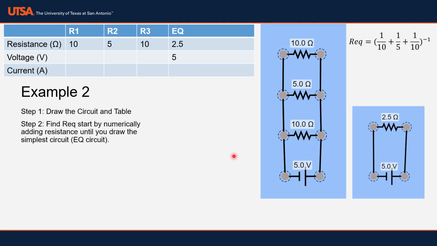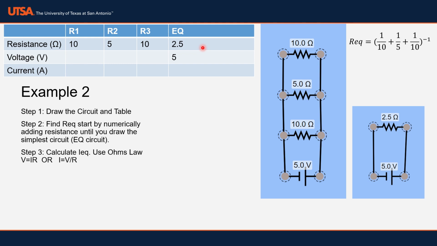So step number 2 is to calculate your equivalent resistance. We do that by adding the resistance in a different way. For a parallel circuit, like I said in the previous slide, we're going to add 1 over a resistance, so it's going to be 1 over 10 plus 1 over 5 plus 1 over 10, raised to the negative 1. When we do that, we're going to get this 2.5 ohms, and we're going to plug it in here. So we're basically doing the same thing that we did for a series circuit, but we're doing it for a parallel circuit, and we're going to have to use different ideas a little bit too.